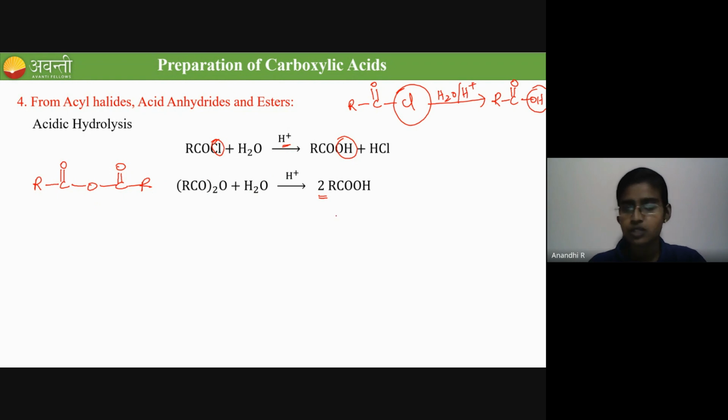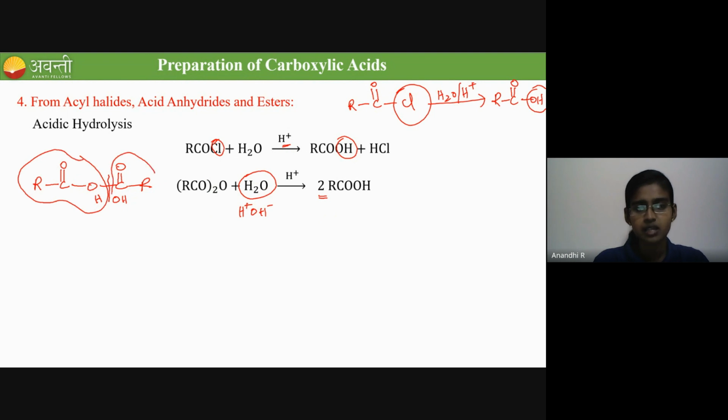So how does it form the 2 moles of carboxylic acid? We are going to add the water into it. Just break one of the C-O bonds, either this bond or this bond, add hydrogen to oxygen and OH to the carbon. Got it? In water we have H plus and OH minus, right? So you add the H plus to oxygen and OH minus to the carbonyl carbon. What will you get? You will get RCOOH on one side and another mole of RCOOH is formed here. So basically 2 moles of carboxylic acid are prepared from the acid anhydride. Got it?